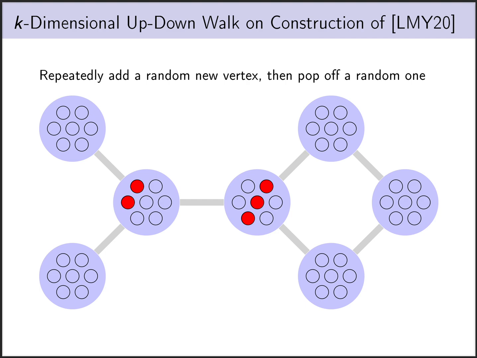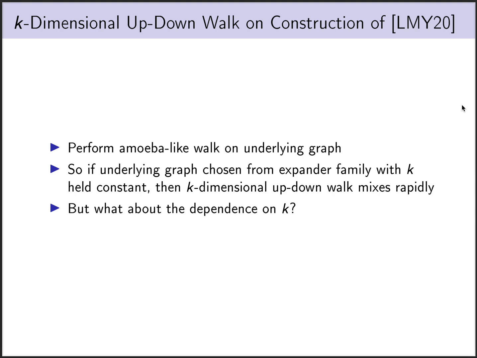Now let's look at the up-down walk on this construction. Here I'll illustrate the 4-dimensional case. So we started at a 4-dimensional face consisting of 5 vertices, and we repeatedly add and pop a vertex. So add and pop. Here we have all our vertices in one cluster, so we can now move on to any adjacent cluster. And that's what we've done. We moved on to this cluster, and we just continue adding and popping. And you can see what happened. We basically performed an amoeba-like walk on the underlying graph G.